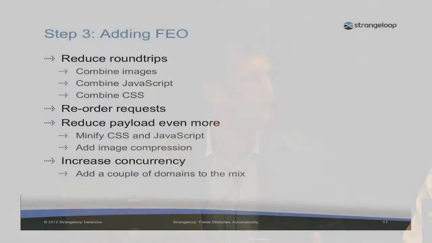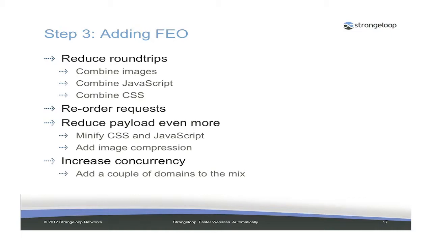So now let's add in front-end optimization. Front-end optimization, for the purposes of this, we'll just think about it in buckets. I want to reduce the number of round trips. I want to change the order of rendering. I'm not particularly happy with how this page renders from an order perspective. It might be better if I move something up to the top or something down to the bottom. I want to do as much payload reduction as I can. I want to increase concurrency.